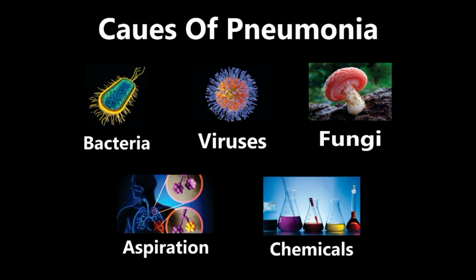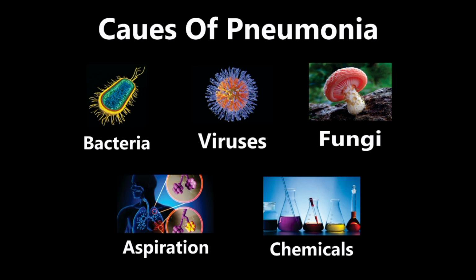Pneumonia can be caused by a variety of infectious agents, including bacteria. Bacterial pneumonia is a common cause of pneumonia, and it can be caused by various types of bacteria, such as Streptococcus pneumoniae, Haemophilus influenzae, Legionella pneumophila, and Mycoplasma pneumoniae. Viruses. Viral pneumonia is another common cause of pneumonia, and it is typically caused by respiratory viruses such as influenza virus, respiratory syncytial virus, RSV, and adenovirus.